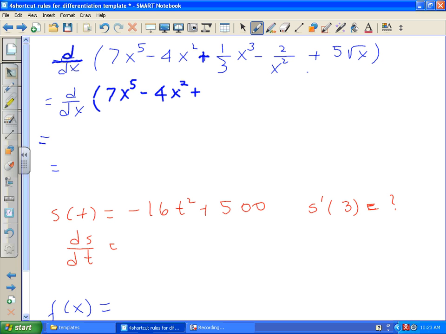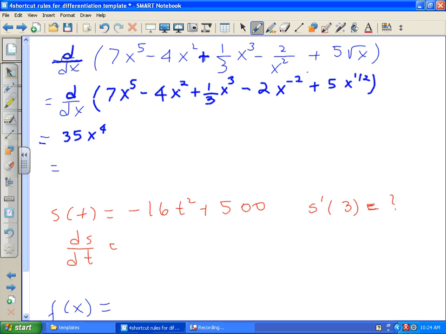The first three terms, there's nothing to rewrite as far as I'm concerned. But the next one, I'm going to write as negative 2 times x to the negative second power, right? And the last one, 5 times x to the 1/2 power. I kept my d over dx up front because I haven't yet differentiated this. In the next step, I'm not going to write it because I'm going to differentiate each term one at a time. So let me know what you guys got for the first term.